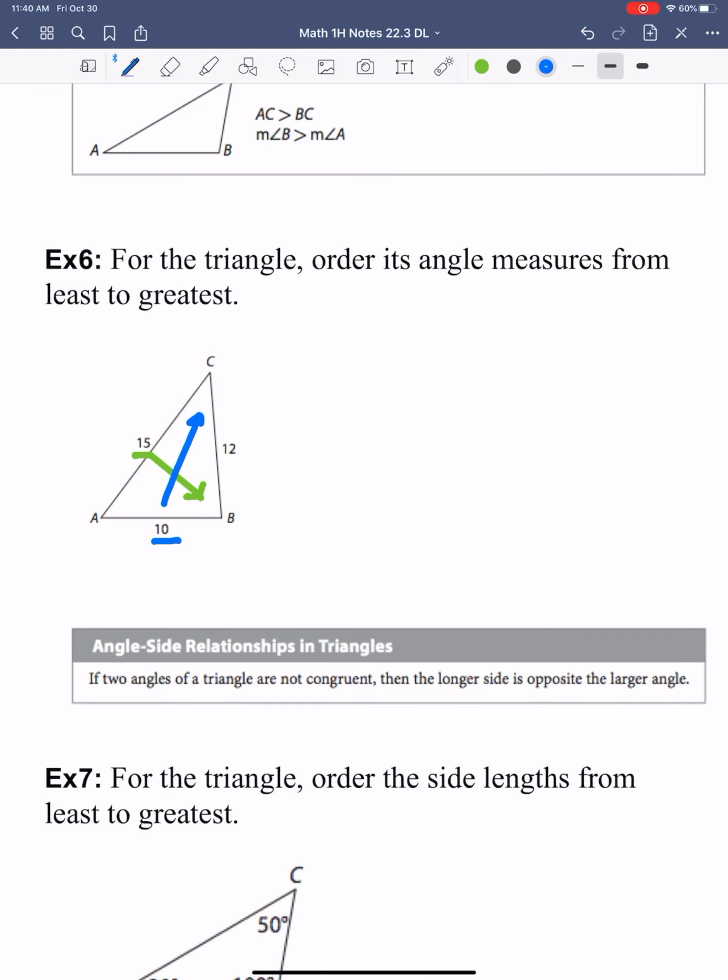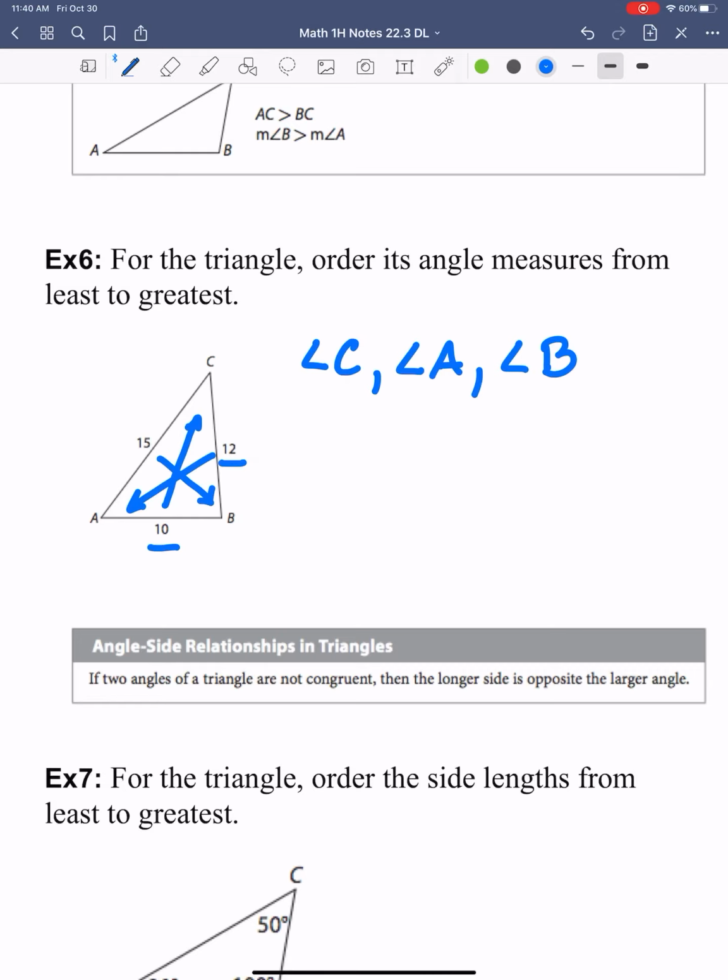So my example is saying for the triangle, order its angle measures from least to greatest. So first I'm going to identify the smallest side length, which is 10. Okay, that means the smallest angle, the least angle is going to be opposite that. So angle C is the smallest. All right. And then next biggest would be 12, right? And 12 corresponds with angle A. So angle A is the next smallest. And then the largest is going to be angle B. And that's because it is opposite the largest side length.